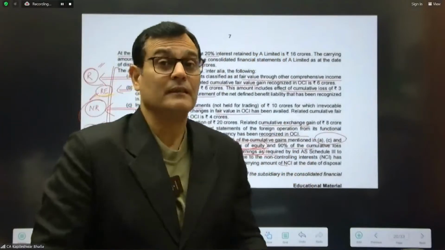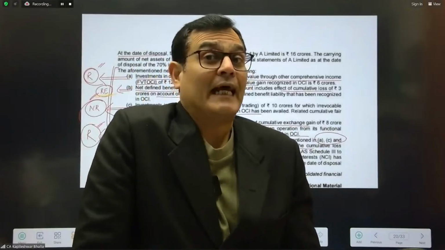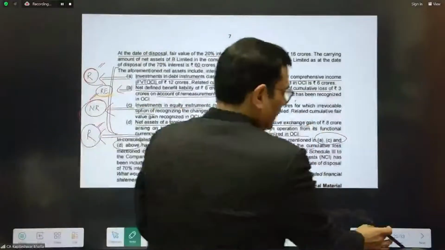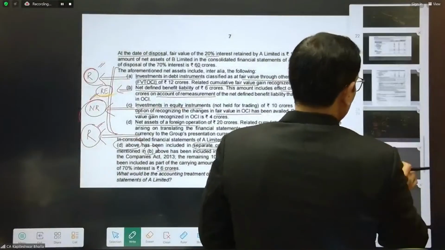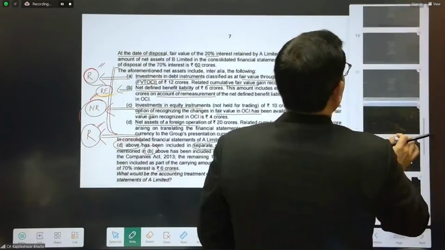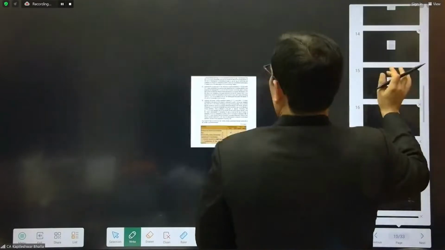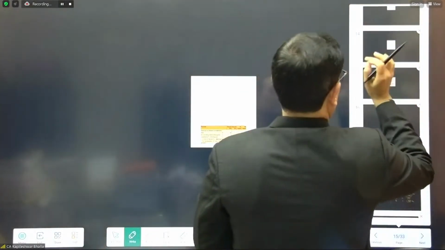So now we need to see the entries for the sale of the investment and the treatment of these accumulated OCI balances as well. So I'm going to give you a run through of the answer, which is there in the study material, because I'll be able to explain it a little better. So let me just come back and give you some inputs on this. So let's have a look at this.